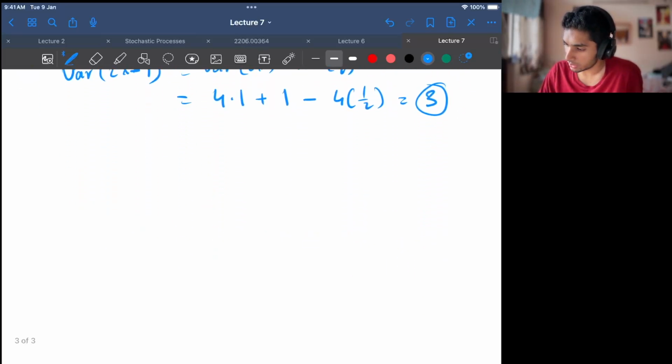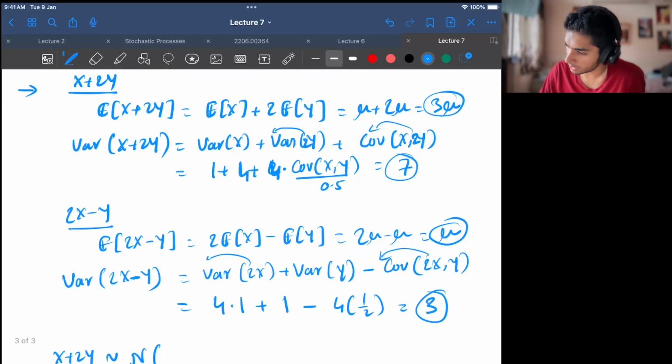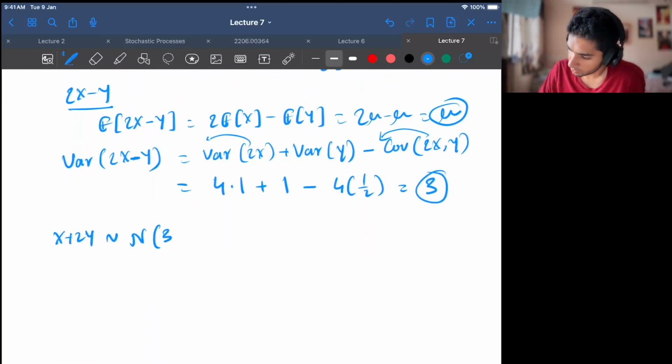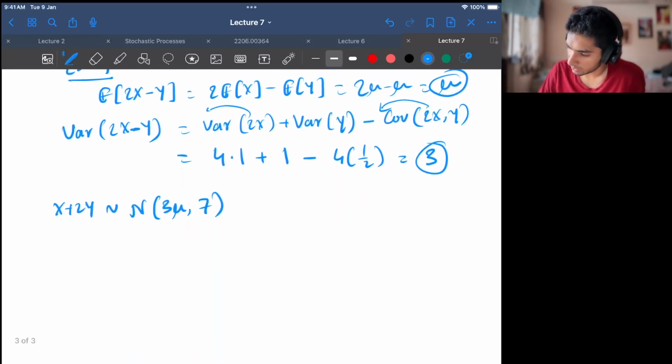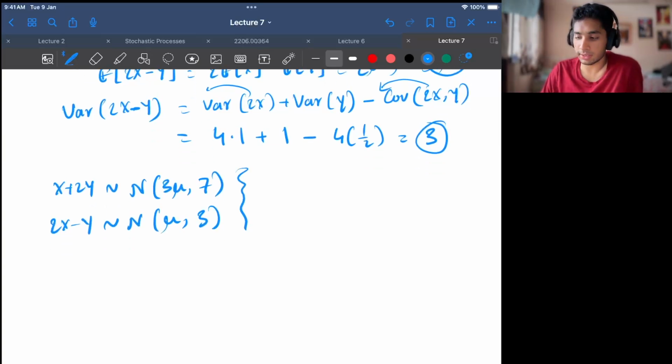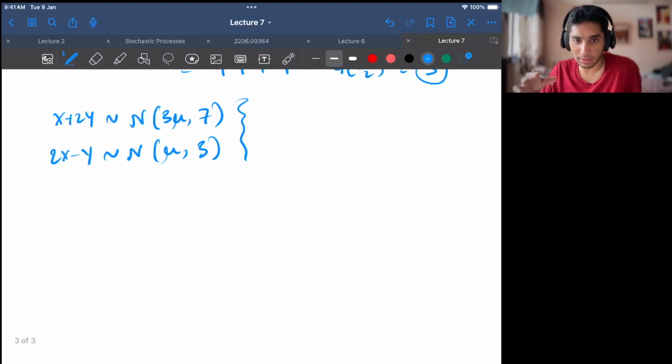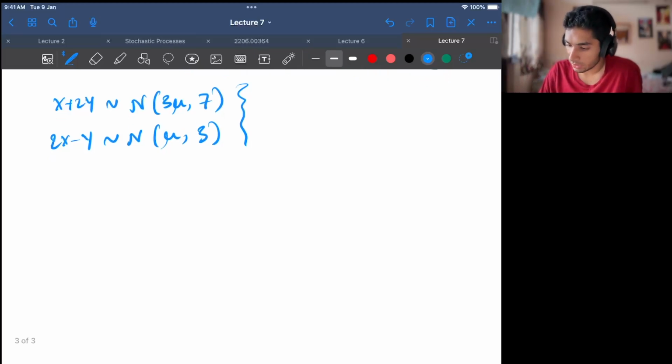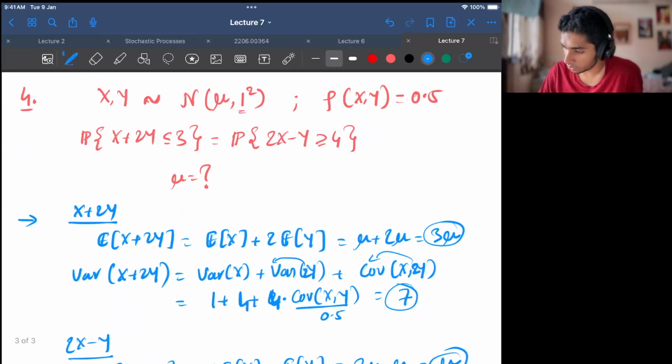So now we know that x plus 2y is distributed according to a Gaussian distribution with mean 3 mu and variance 7, right? And 2x minus y is distributed according to a Gaussian with mean mu and variance 3. These two things we have found out. Okay, cool. Now let's go to what is given to us.